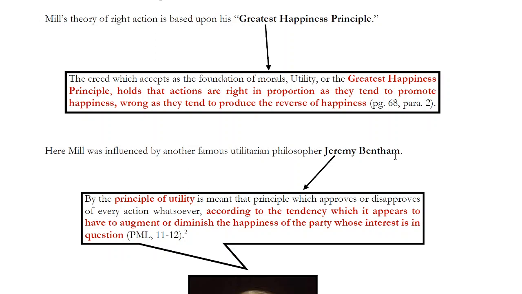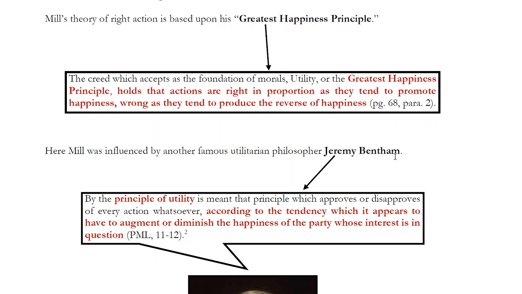So if utilitarianism doesn't just presume that the foundation of human happiness and well-being is bare practical necessity, then what is the foundation of human well-being? Well, Mill tells us in what he terms the greatest happiness principle that once again, just like Aristotle, it is in fact happiness. He tells us the creed which accepts as the foundation of morals utility, or the greatest happiness principle, holds that actions are right in proportion as they tend to promote happiness, wrong as they tend to produce the reverse of happiness.